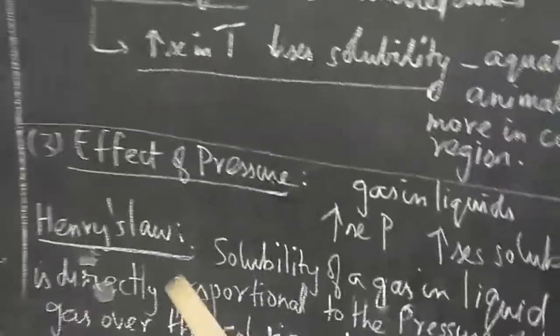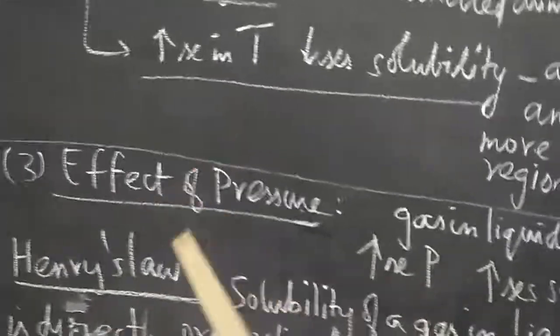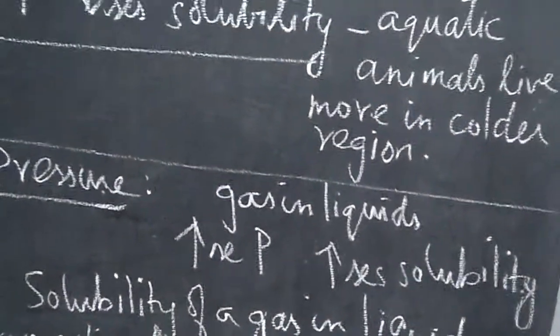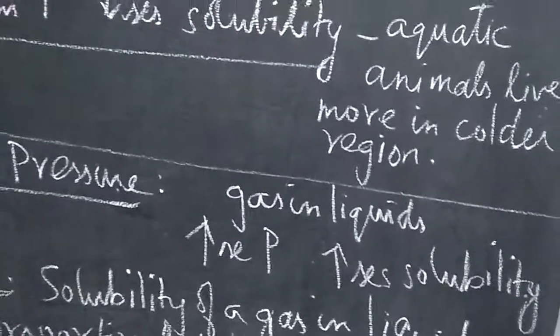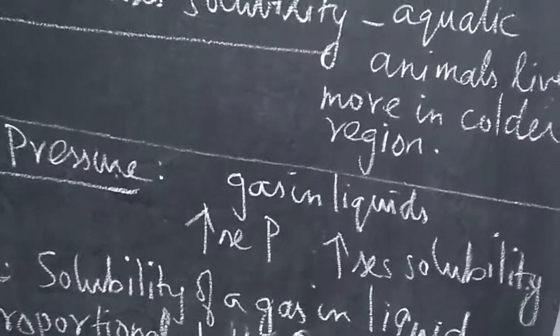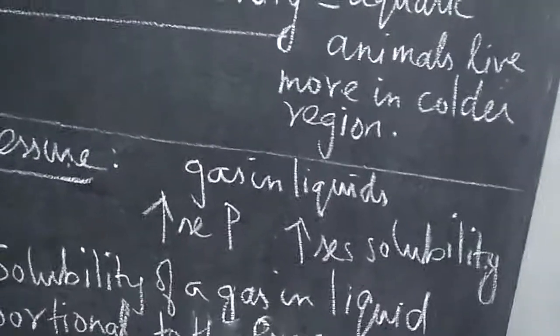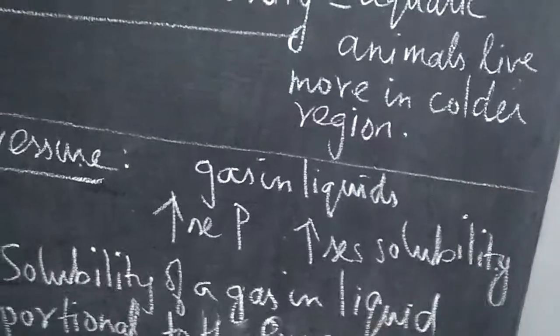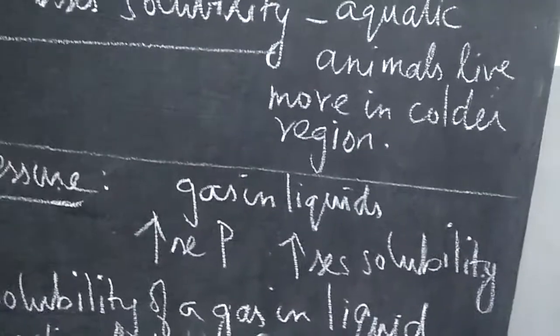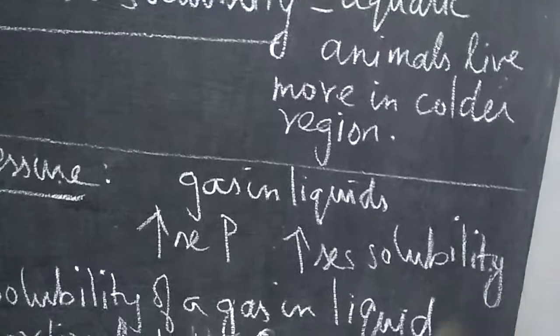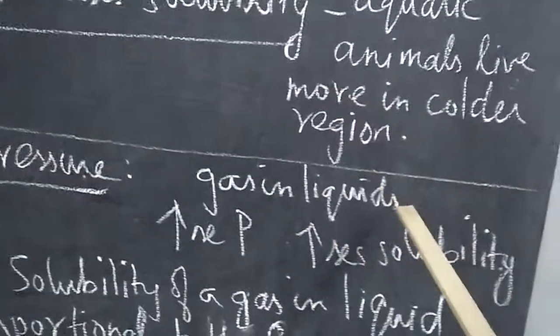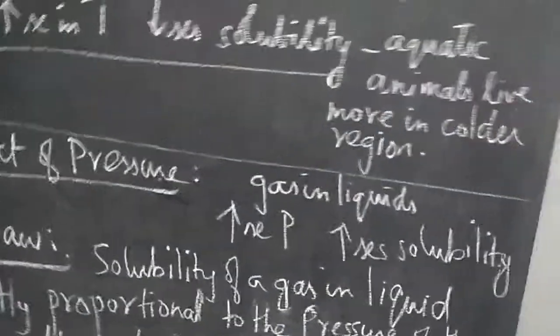Now, the effect of pressure. This is a factor which is applicable for gases in liquids. You have seen a soda bottle: there is high pressure, and when you open the bottle, the gas oozes out, released out. That means only due to the increase of pressure on the surface of the liquid, it is dissolved. Now the pressure is released, so it comes out. So increase in pressure increases the solubility of gas in liquid. When the pressure is decreased, the solubility decreases and the gas will be evolved.